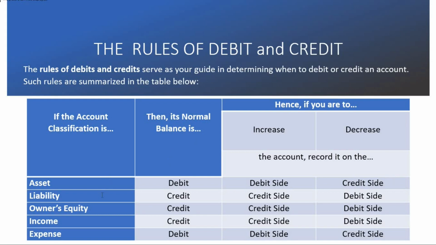Okay? Now, for liability, so if the account classification is liability, then its normal balance is credit. Hence, if you are to increase the account, you record it in the credit side. Pero kung gusto mong i-decrease, then you record it in the debit side, yung sa opposite side niya. The same also with owner's equity. So, since the normal balance is credit, if you want to increase your owner's equity, you have to credit it. But if you want to decrease it, then you have to debit the account.